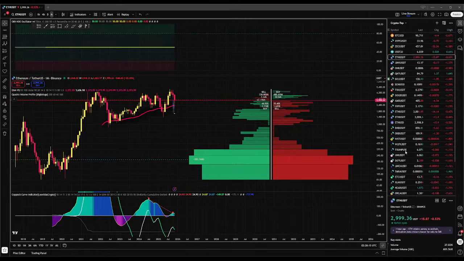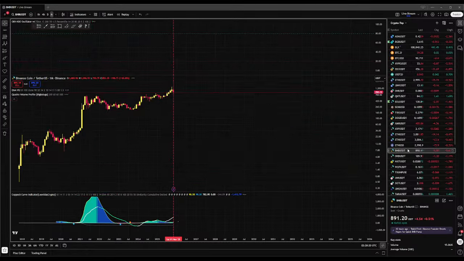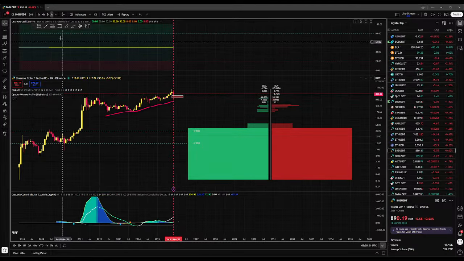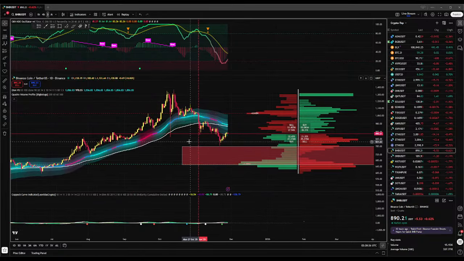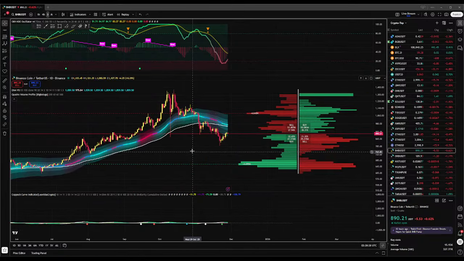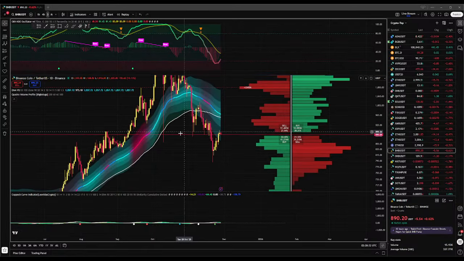Yeah, BNB. Let me see BNB on the chart. The chart is in resistance right now. This is resistance here around 900. Looking for a pullback. Let me see.